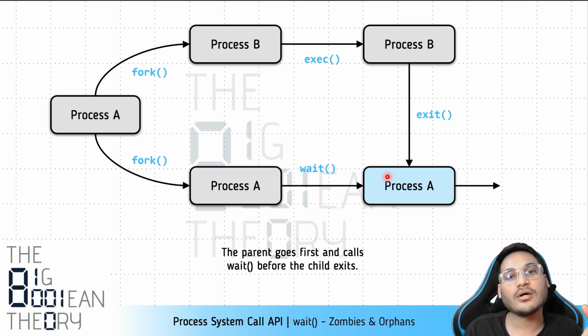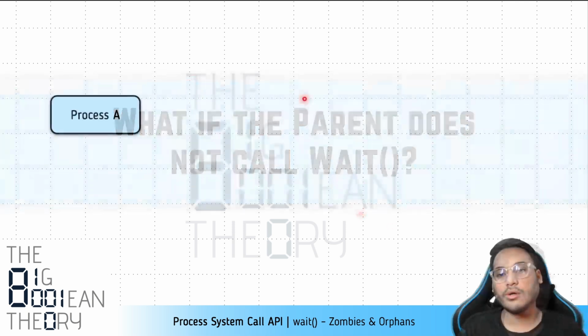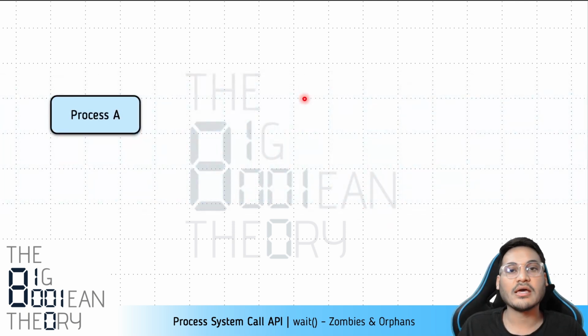Now think of the other situation. What if the parent does not call wait, and the child terminates? The case we saw just now is that the parent has already called wait and then the child exits. But what if the child exits before the parent calls wait? Let's now discuss that scenario, when the child process exits before the parent calls wait.